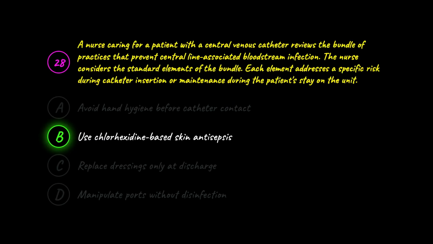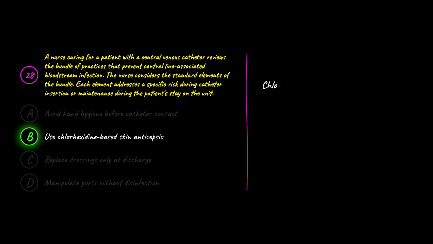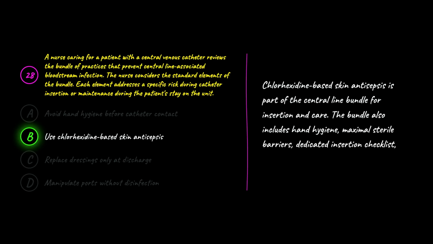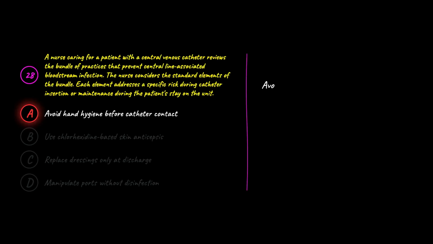The correct answer is B. Use chlorhexidine-based skin antisepsis. B is correct because chlorhexidine-based skin antisepsis is part of the central line bundle for insertion and care. The bundle also includes hand hygiene, maximal sterile barriers, dedicated insertion checklist, and daily review of necessity for the line. A is wrong because avoiding hand hygiene contradicts the bundle and raises infection risk.